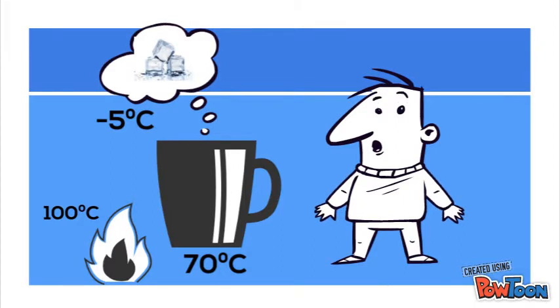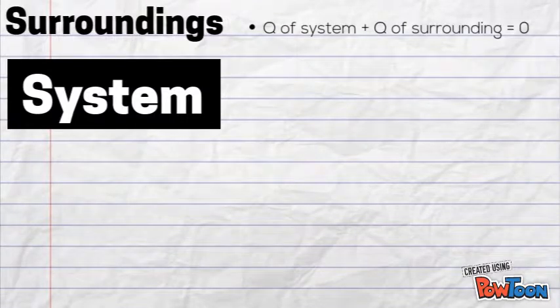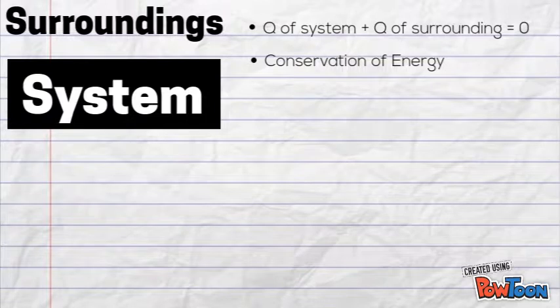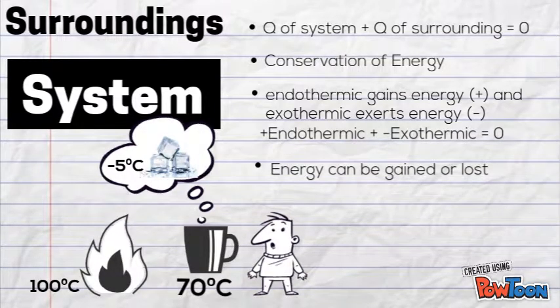This is another example of conservation of energy: the heat of a system plus the heat of the surroundings equal zero, which is the net energy. This is conservation of energy, which also can be worded into exothermic and endothermic, because when they're put together, that also equals zero. Energy can be gained or lost.